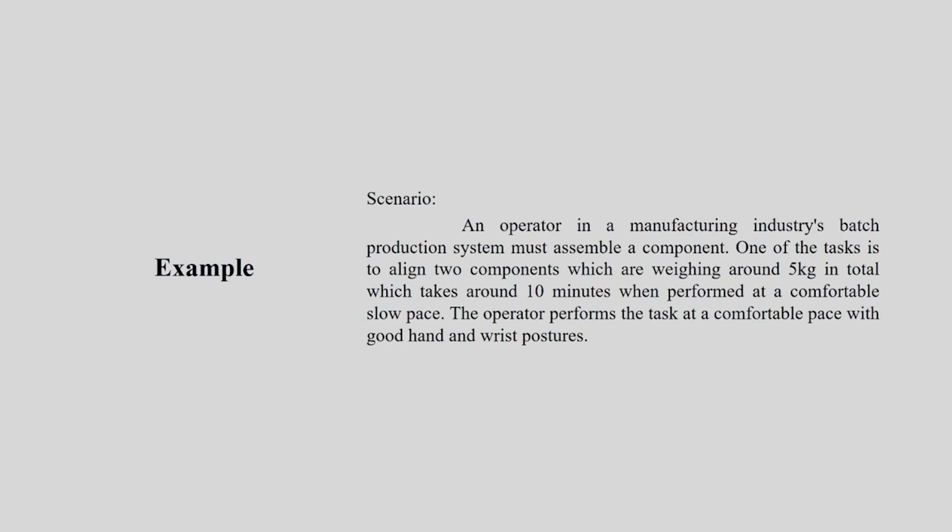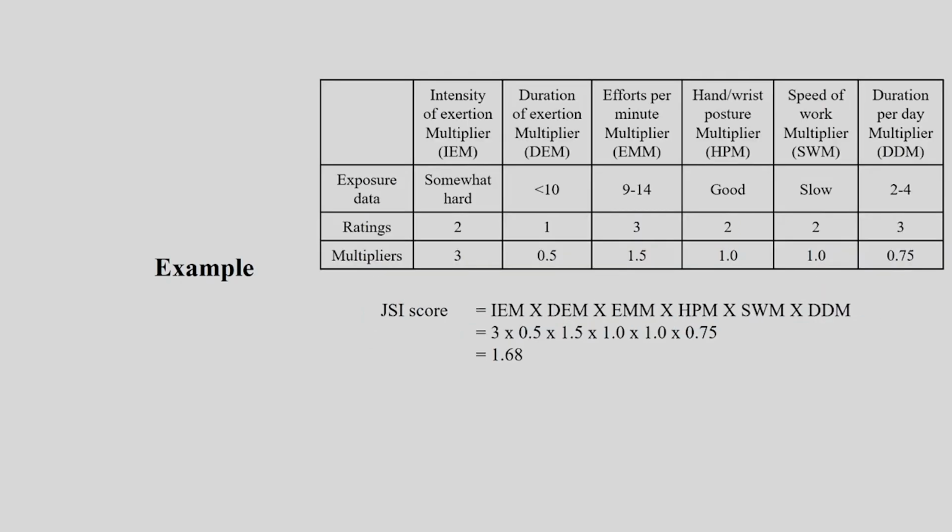So here you are getting an understanding of how things are being described. The operator performs the task at a comfortable pace with good hand and wrist posture. So this is the definition or description of the scenario. Now from this scenario, what we try to do, this is just an example, okay. You can have your own example and you can calculate.